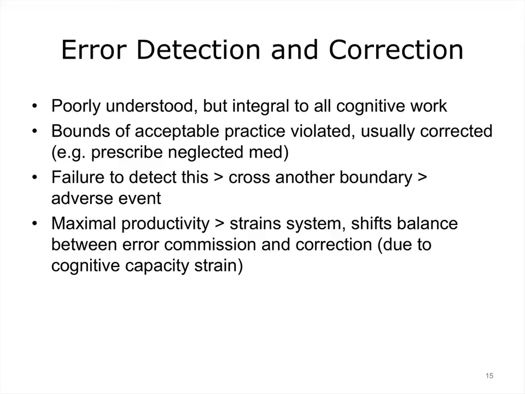If someone fails to detect the omission, this can lead to an adverse event, such as progression of a clinical condition to a point where it is dangerous. At times of maximal productivity, the system may be strained. This includes straining of the cognitive capacity of the system, which may mean there are not enough cognitive resources to detect and correct the error.